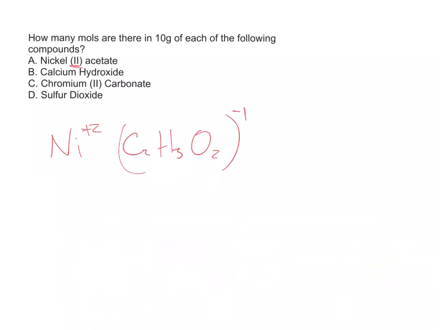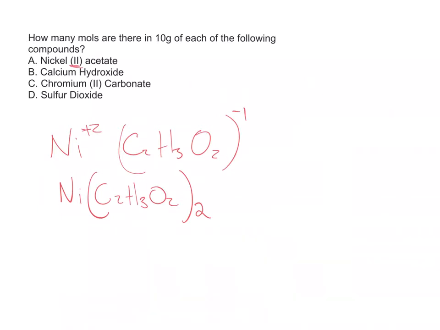So in order to get these charges to balance when they bond together, we're going to need 2 acetates, because they each have a -1 charge, for every 1 nickel, because that has a +2 charge. So our final chemical formula is going to look like this. We need 2 acetates, so we put the 2 outside, like that.